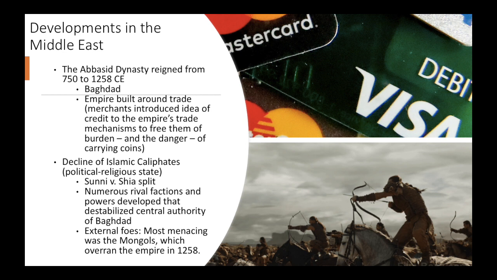It didn't necessarily challenge the legitimacy of Islam, but it certainly challenged the legitimacy of the government that ruled from Baghdad. The Mongols give the Abbasid Caliphate its death blow in 1258. The Mongols are obviously this major force in world history.